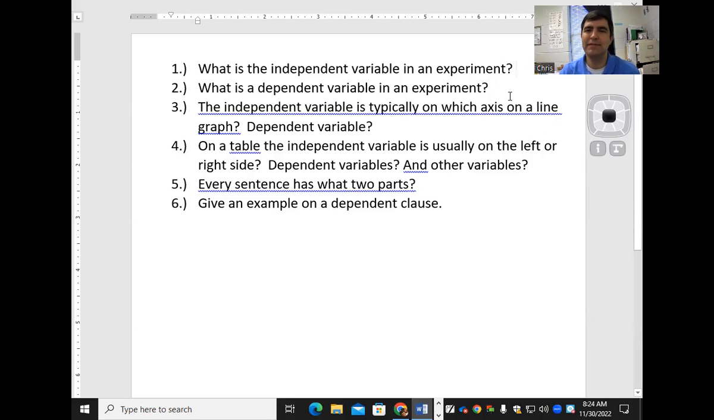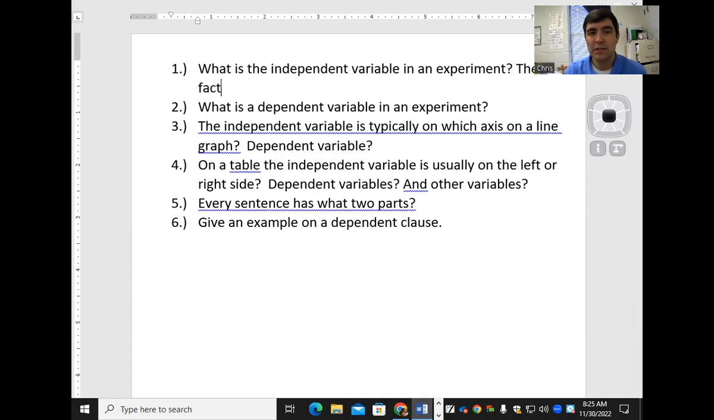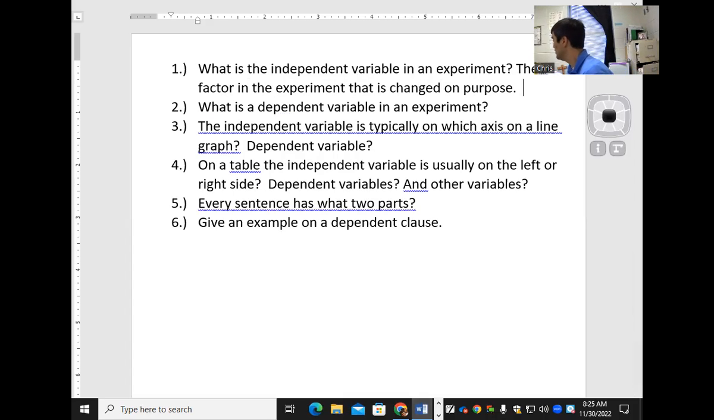All right, the independent variable, it is the what? What is the independent variable? Destiny. The factor in the experiment that is changed on purpose. Okay, that is the independent variable. And again, the ACT focuses on experiments. And so when we're talking about experiments, you need to know what the independent variable is. It's the factor that has changed on purpose.